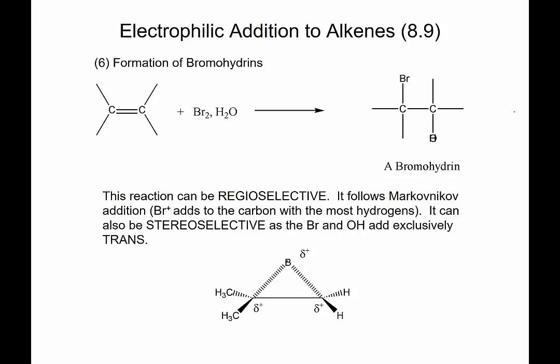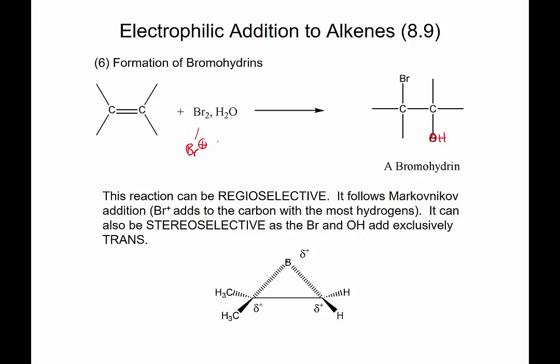Bromohydrins. So if I add Br+ and water, not just Br2, but I'm going to add Br2 and water, I'm going to end up adding a Br and an OH to form what's called a bromohydrin. I'm going to add it Markovnikov. So in this case, Br+ is my electrophile, and water is my nucleophile.